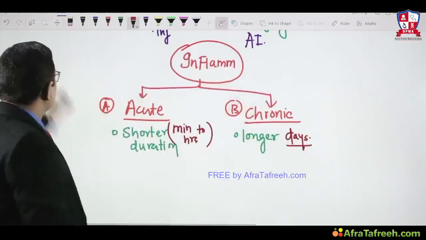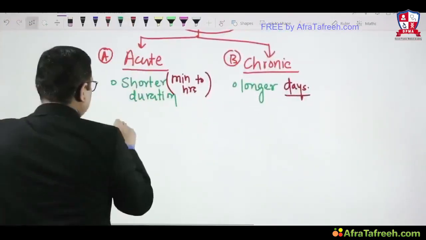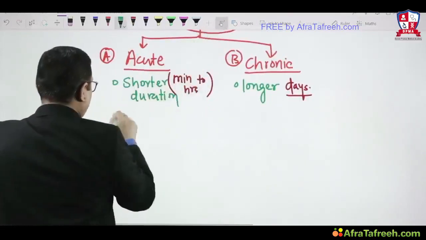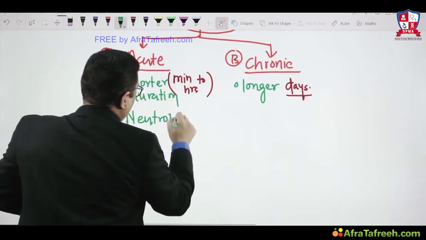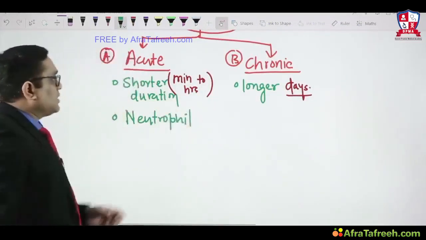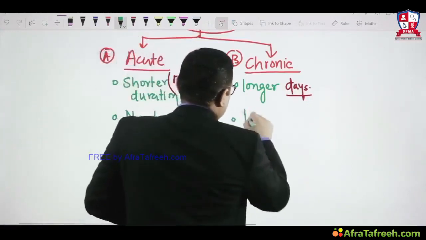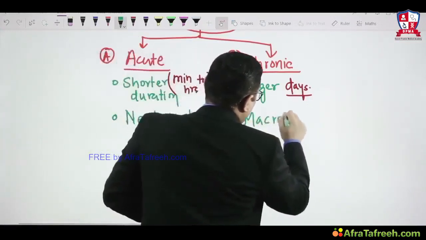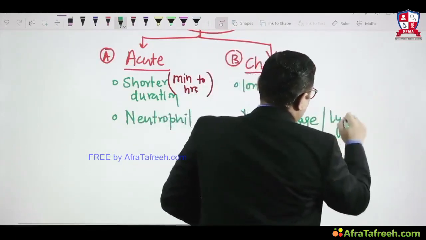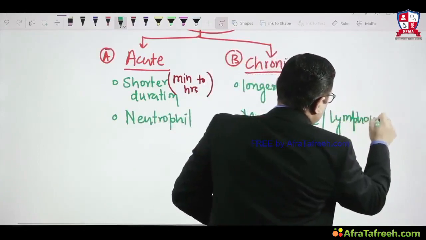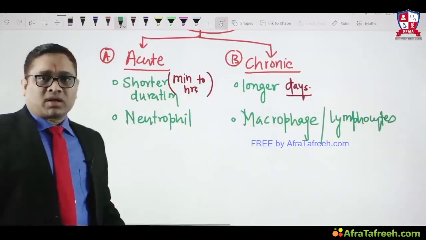Acute versus chronic inflammation. Another important distinguishing feature is the cell. Which cell is predominant in acute inflammation? In acute inflammation, neutrophil is the dominant cell, and in chronic inflammation, cells are usually macrophages and lymphocytes. So macrophages and lymphocytes are important in chronic inflammation.